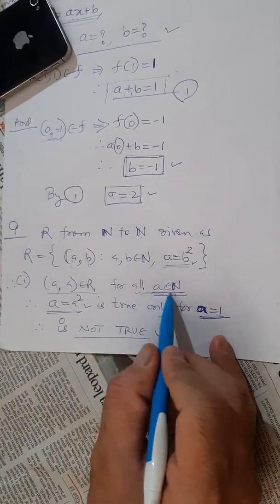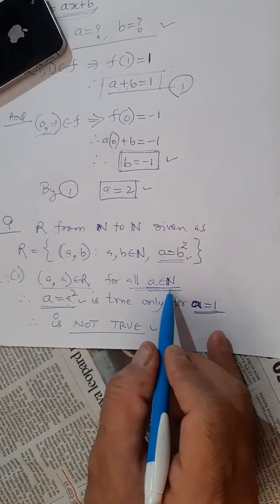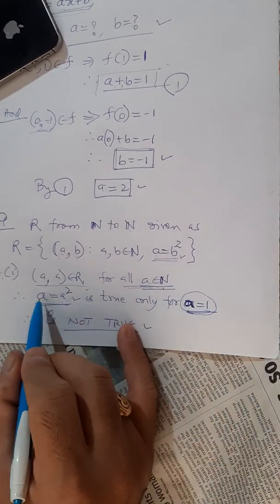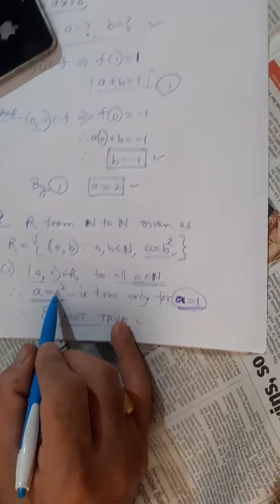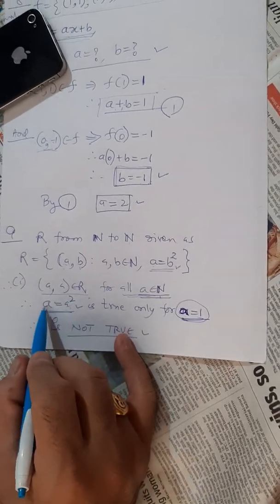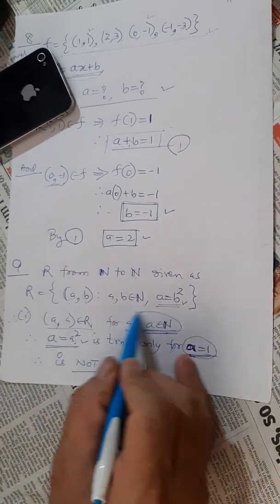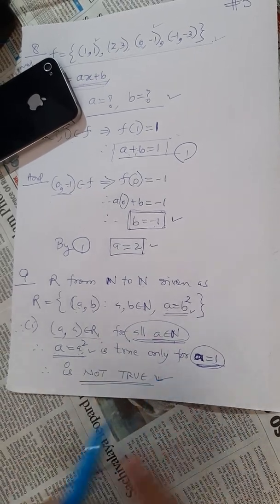In the question it is written for all a belongs to N. Remember, here it is true only for 1. 1 equals to 1 square. If I put 2, then here it is 4. 2 equals to 4 is not true. So it's not true for all n. Therefore it is in general not true.